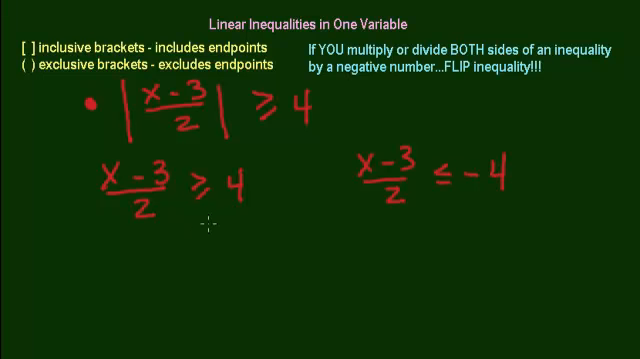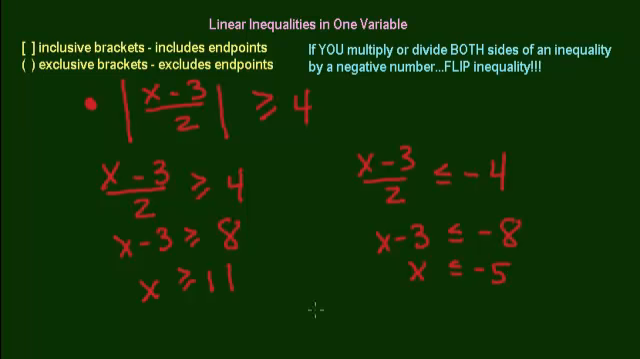So I'll multiply both sides by 2. X minus 3 greater than or equal to 8, and then x is greater than or equal to 11. Over here, let's see, we have x minus 3 less than or equal to -8. So x is less than or equal to, add 3, -5, it looks like. So let me put my little numbers on here. It's greater than or equal to 11, but the other is less than or equal to -5.